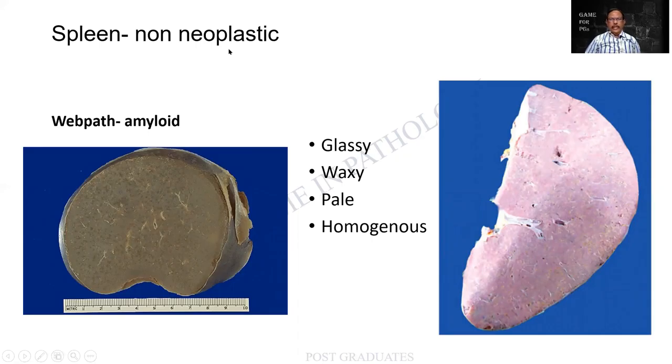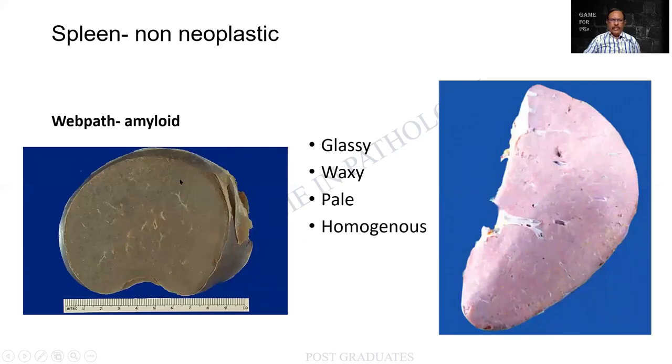Neoplasms and non-neoplasms. These will be the basic subheadings under which we will decide or define the organ pathology. First, we shall see the non-neoplastic lesions of the spleen. As I told you, there is a capsule which is not very much adherent, but it is there. And then the parenchyma is homogeneous.